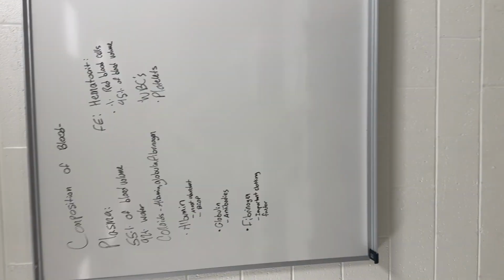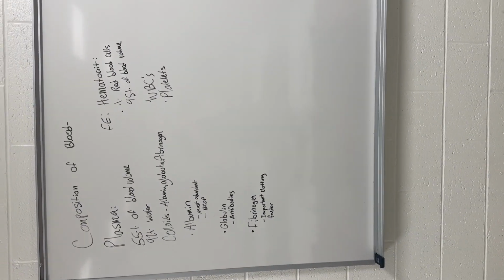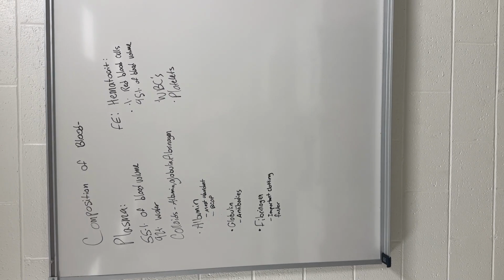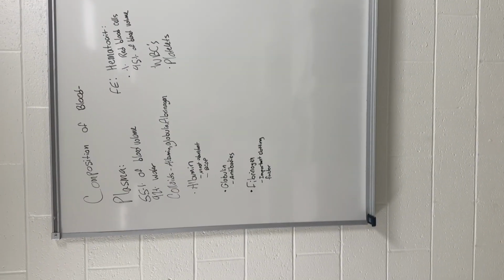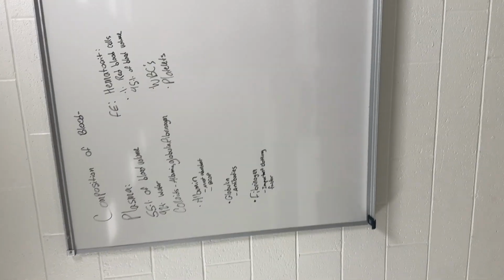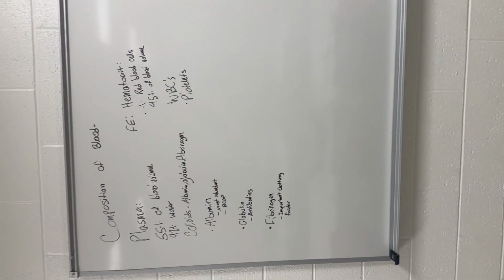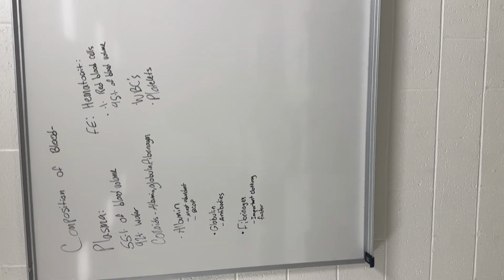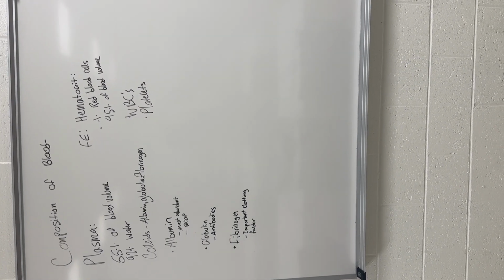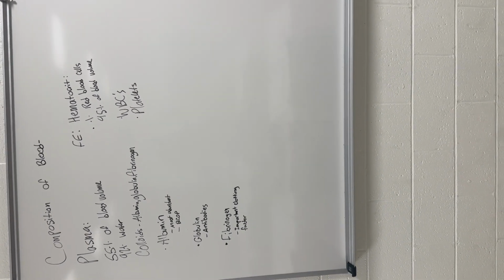So blood is composed of plasma, and then we have our formed element here. Plasma is 55% of the blood volume, it's 92% water, and the plasma is going to contain proteins called colloids. And the main ones are albumin, globulin, and then fibrinogen.